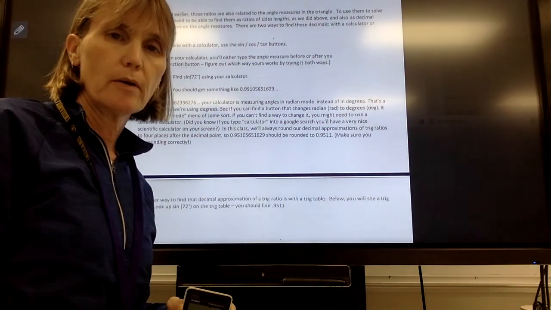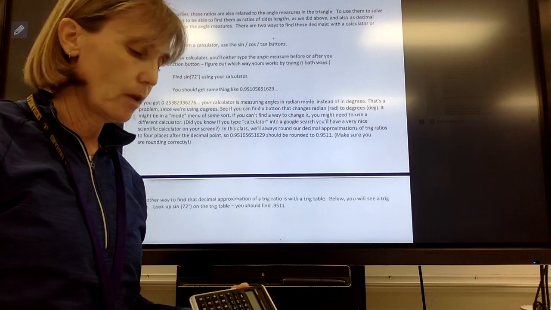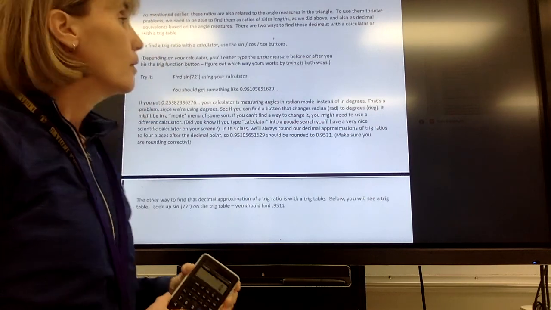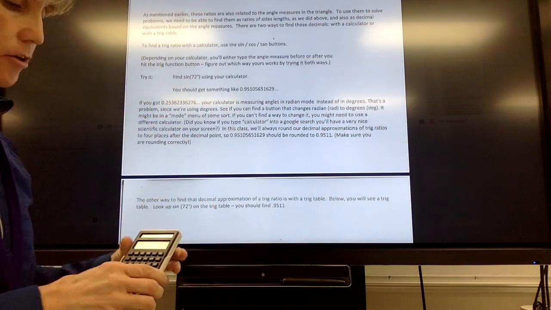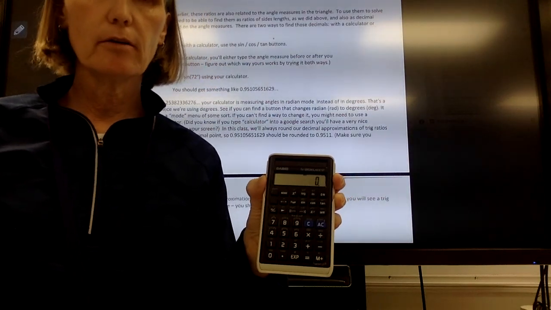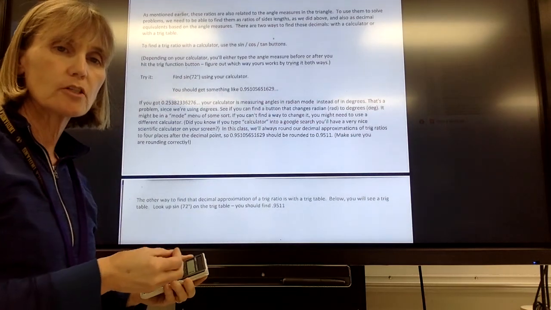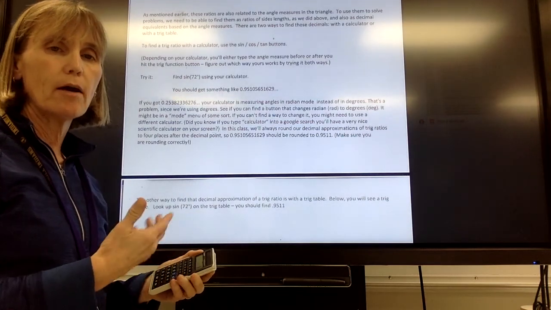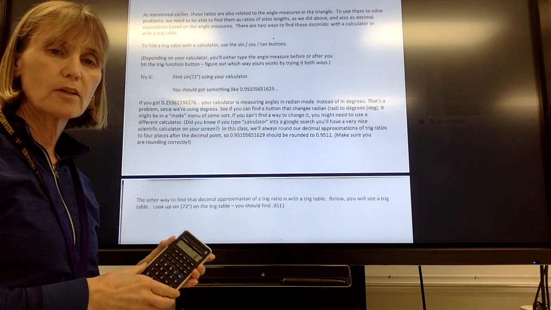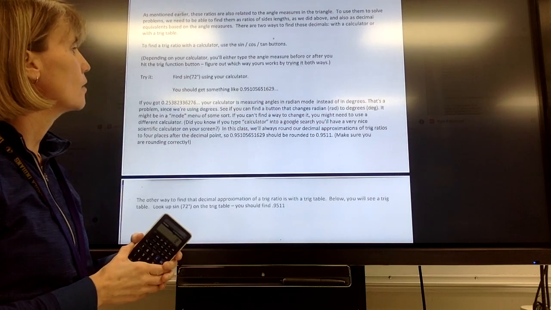Okay, one thing we didn't talk about in the last video were your sine, your cosine, and your tangent. We have an explanation in here, and you have sine, cosine, and tangent buttons on your calculator. You can calculate each one of those fractions that we set up. If we divide it out and get a decimal, that's what your calculator is going to give you, the equivalent decimal for the fraction that you set up.